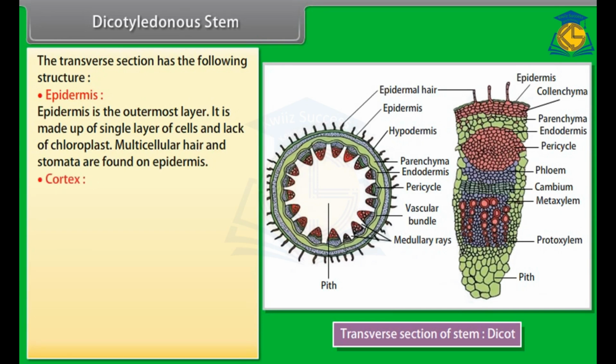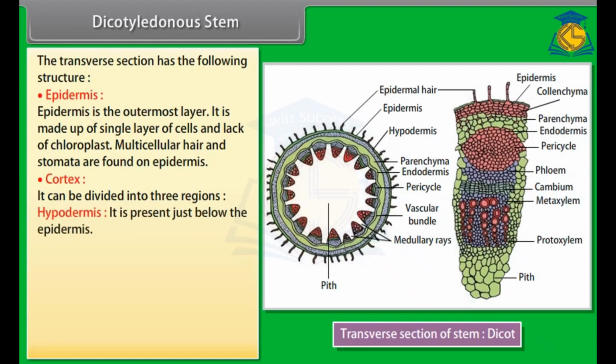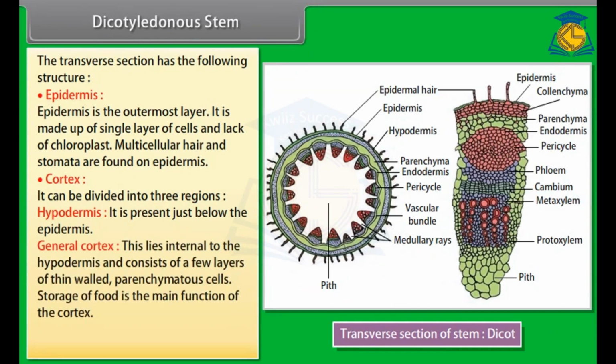Cortex. It can be divided into three regions. Hypodermis. It is present just below the epidermis. General cortex. This lies internal to the hypodermis and consists of a few layers of thin-walled parenchymatous cells. Storage of food is the main function of the cortex. Endodermis. It is the innermost layer of the cortex.